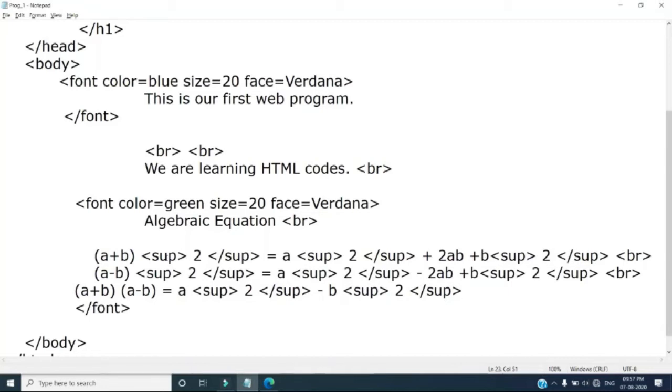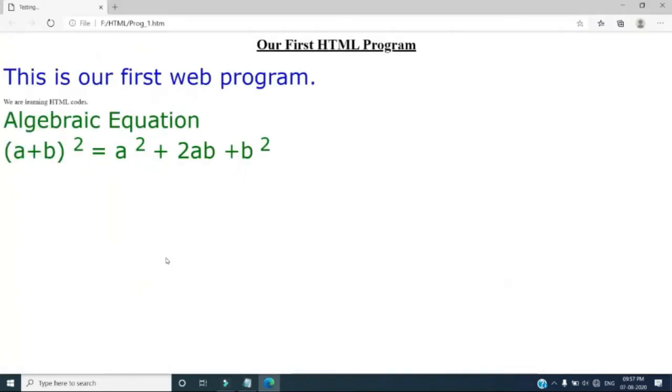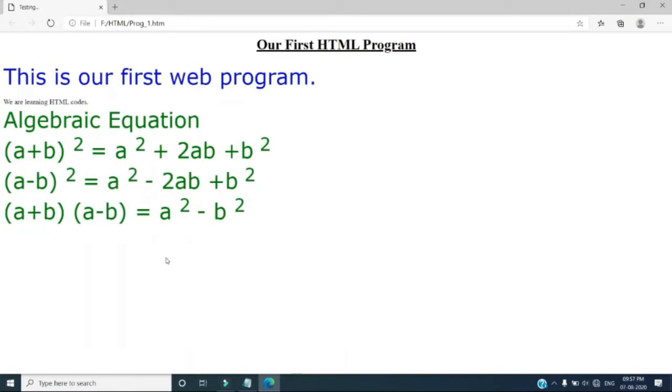Now we can check here. (a + b)² equals a² + 2ab + b². (a - b)² equals a² - 2ab + b². (a + b)(a - b) equals a² - b². So this superscript effect is working here.